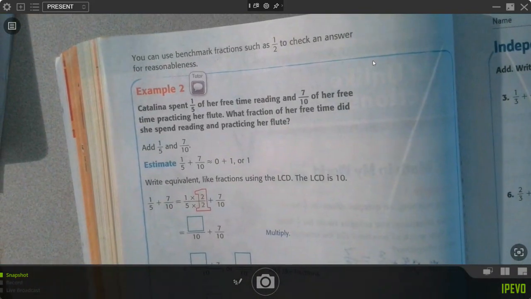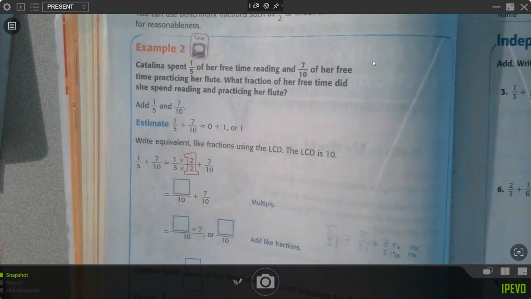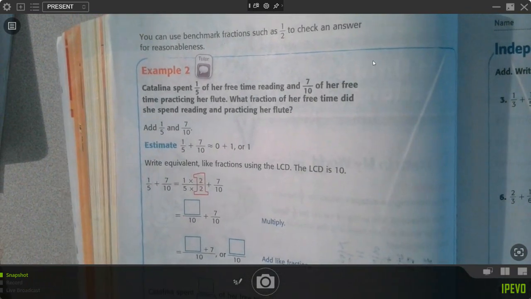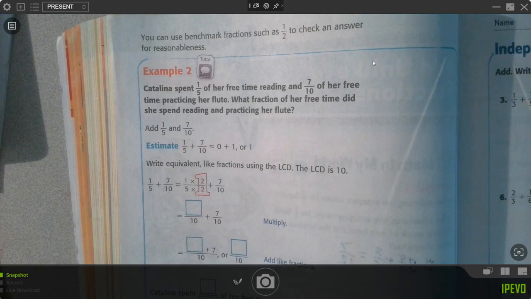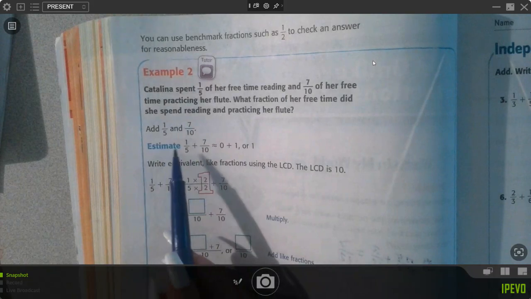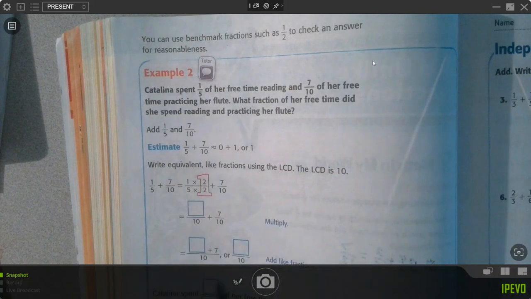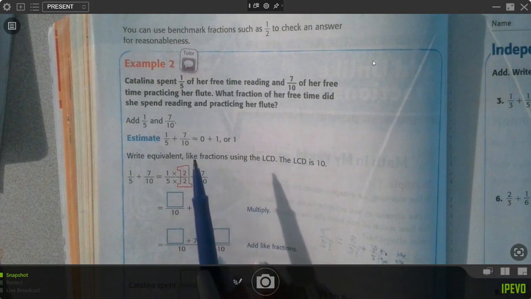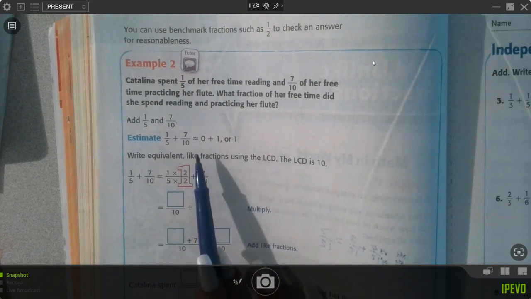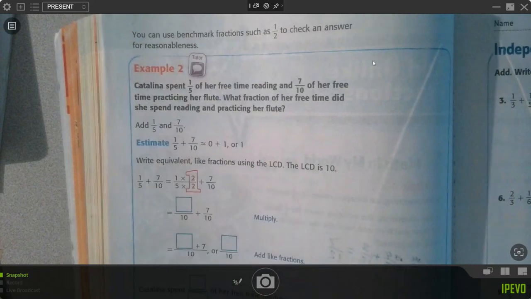Alright. You can use benchmark fractions such as 1/2 to check an answer for reasonableness. Catalina spent 1/5 of her free time reading and 7/10 of her free time practicing her flute. What fraction of her free time did she spend reading and practicing her flute? So we're going to add 1/5 plus 7/10. So we're going to estimate 1/5 plus 7/10 is sort of close to 0 plus 1, or 1.